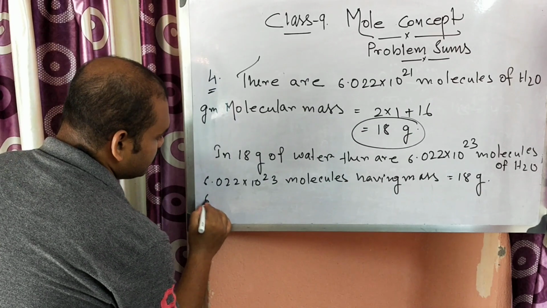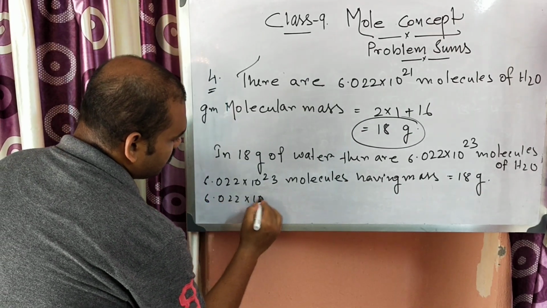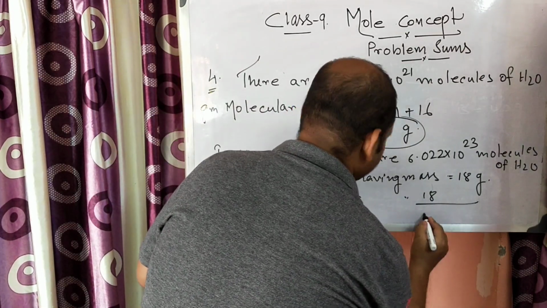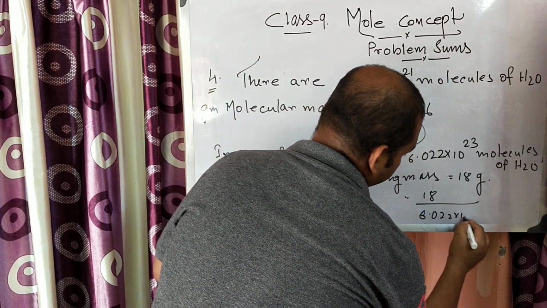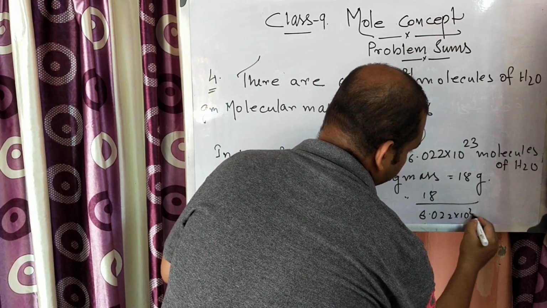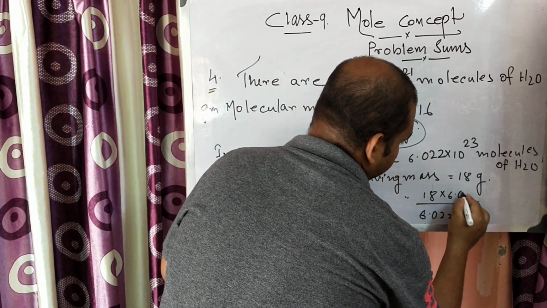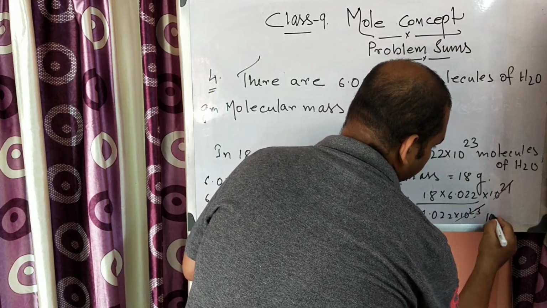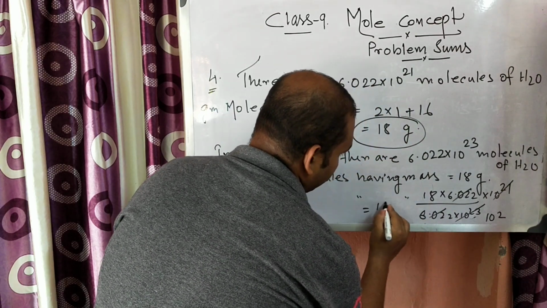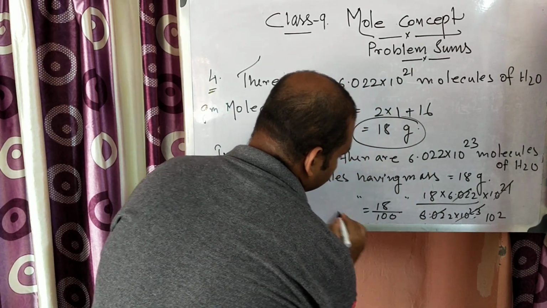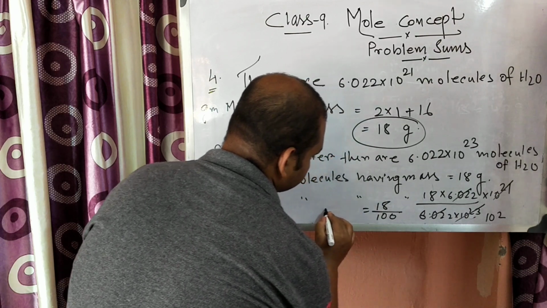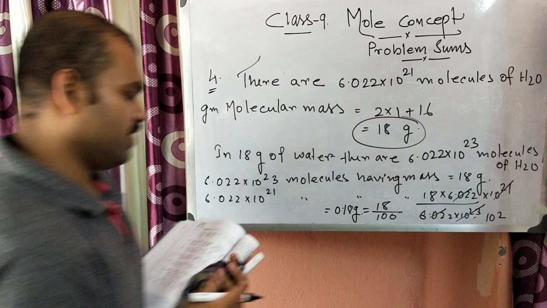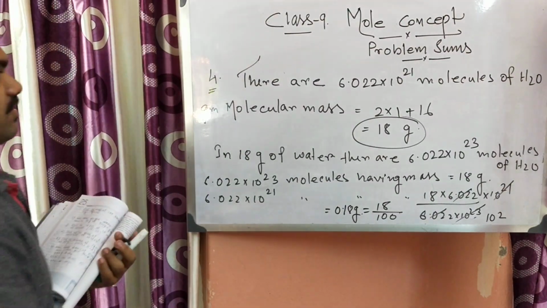So 6.022 into 10 to the power 21 molecules having a mass of 18 divided by 6.022 into 10 to the power 23, into 6.022 into 10 to the power 21. So 10 to the power 23 by 10 to the power 21 is 10 square, the 6.022 cancels out, so it will be 18 divided by 10 square, 100. So it will be how much? 0.18 gram. Okay, understood?